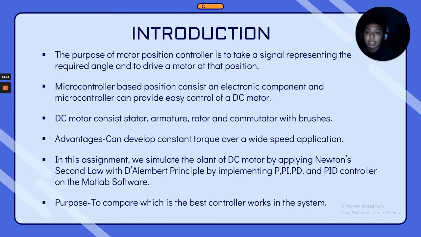In this assignment, we simulate the plant of a DC motor by applying Newton's second law with the D'Alembert principle, by implementing PI, PD, and PID controllers on the MATLAB software. And lastly, the purpose is to compare which is the best controller to work in the system.